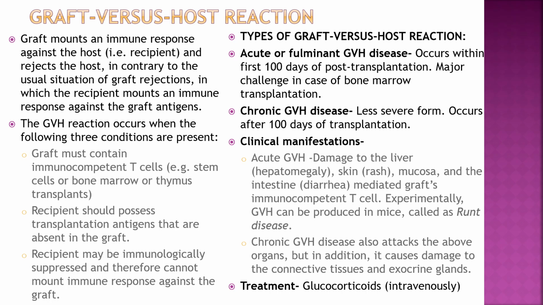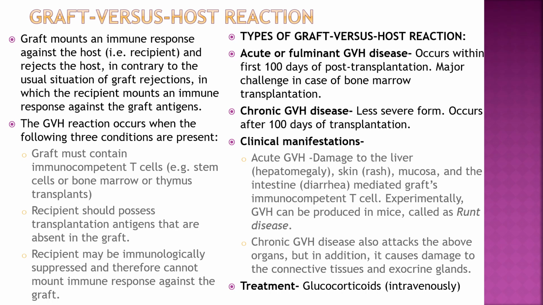First, the graft must contain immunocompetent T cells, that is, stem cells or bone marrow or thymus transplant. Second, the recipient should possess transplantation antigens that are absent in the graft. Third, the recipient may be immunologically suppressed and therefore cannot mount an immune response against the graft. Types of graft versus host reaction.